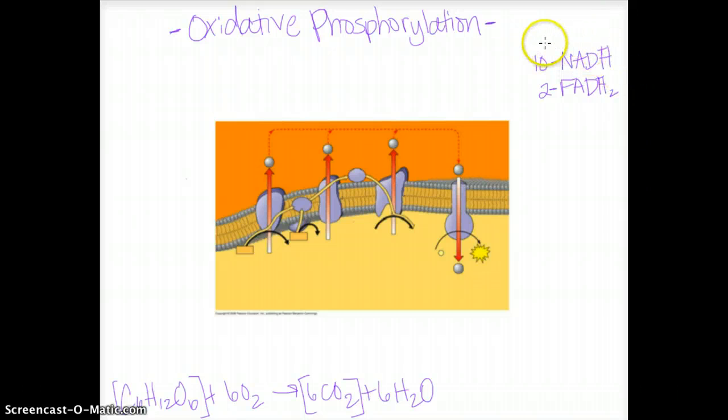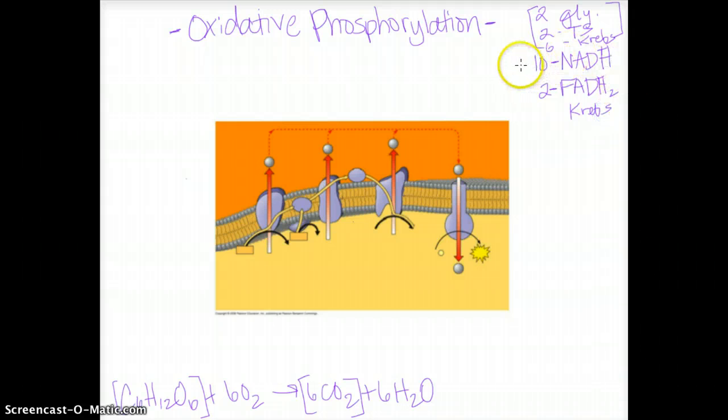So just as a reminder, we gained 2 of our NADHs from glycolysis, 2 from the transition step, and 6 of them from the Krebs cycle. So just overall, that's where we got those from. And then the 2 FADH2s were both formed in the Krebs cycle.